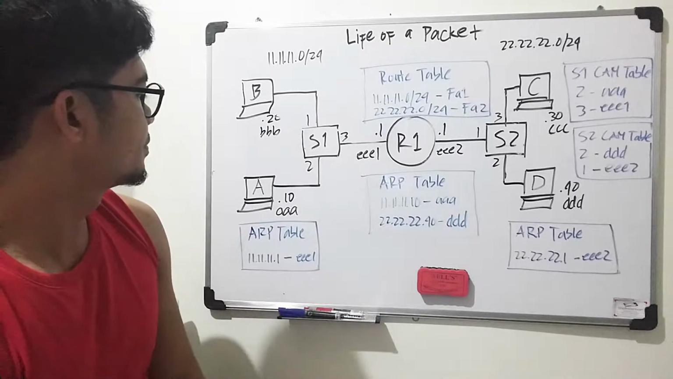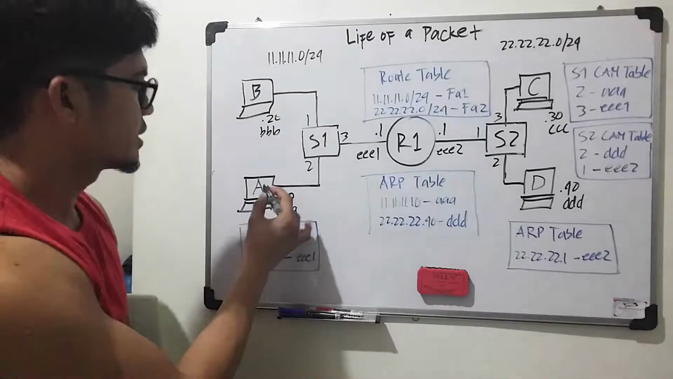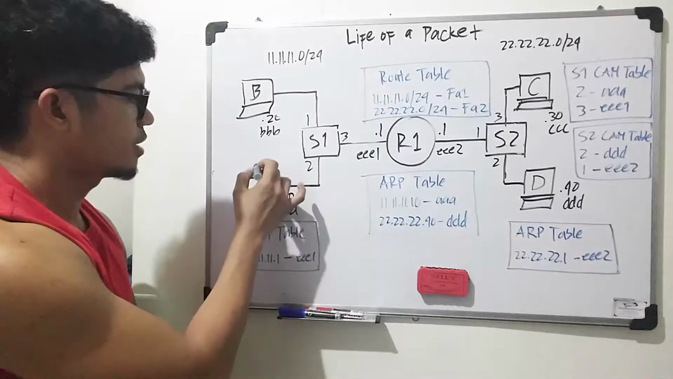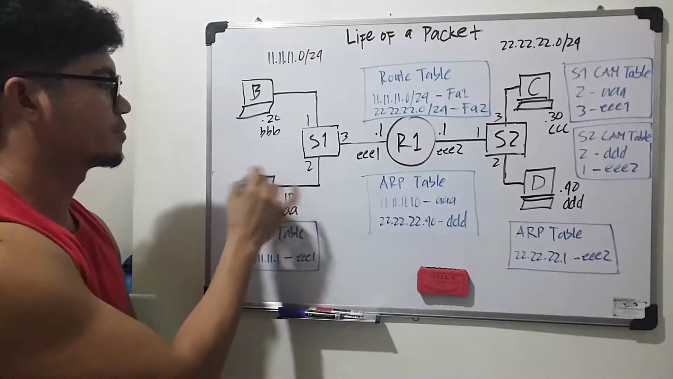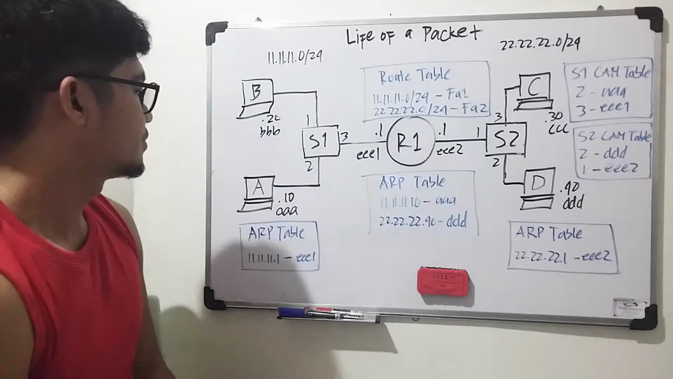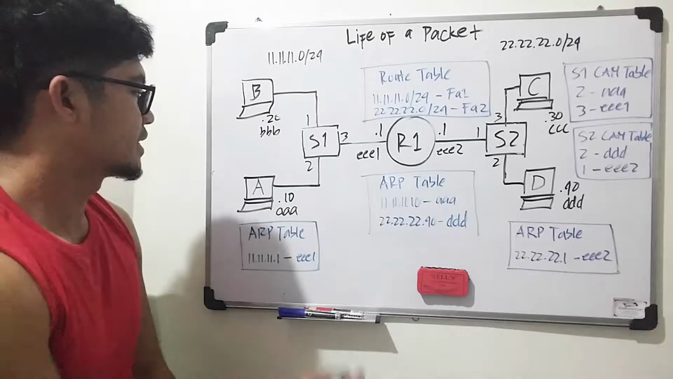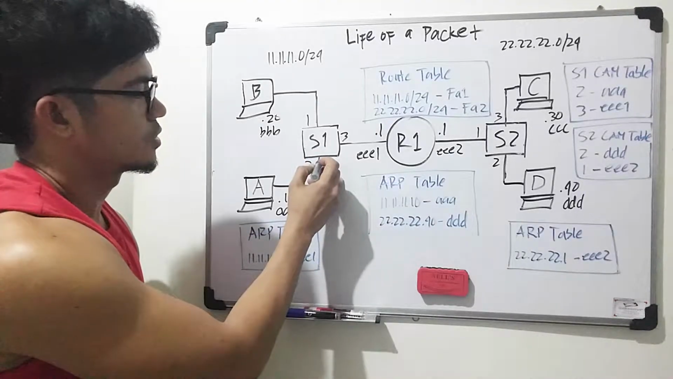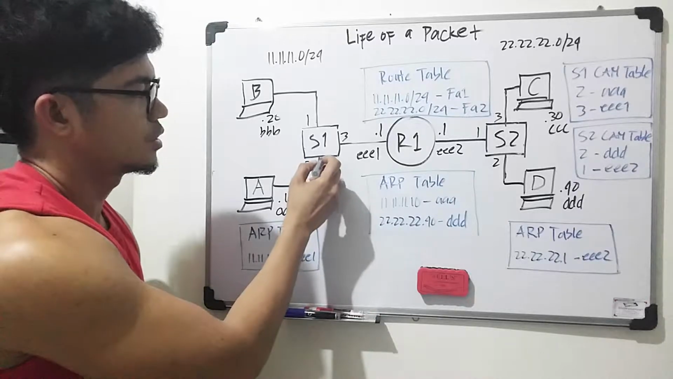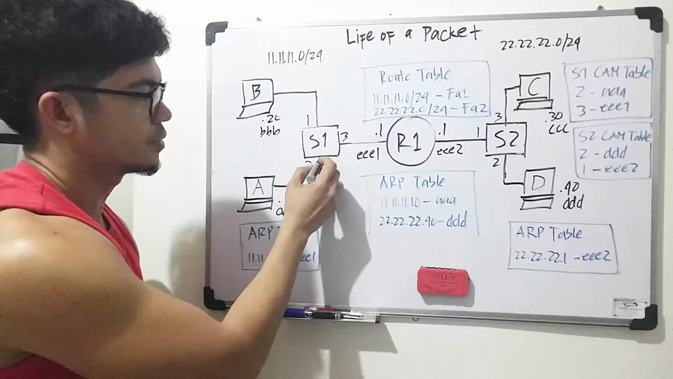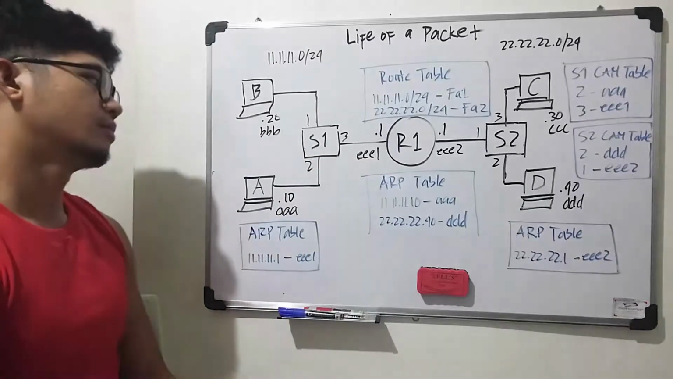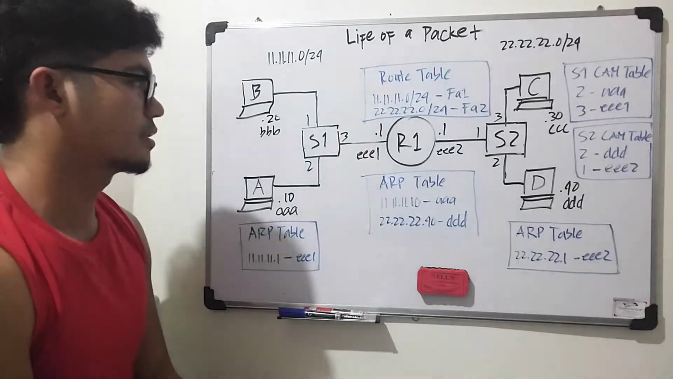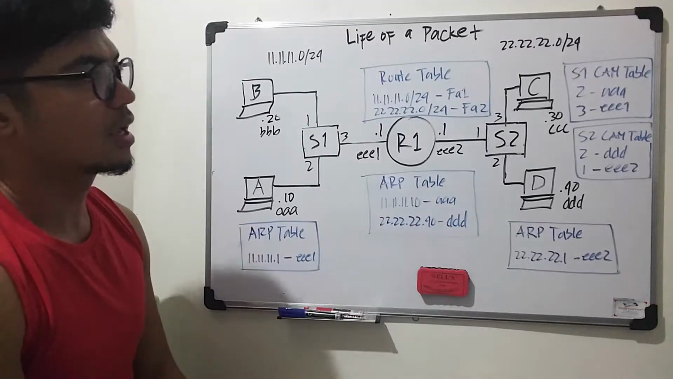So host A is going to have the data, layer 3 header and layer 2 header. And of course that packet is going to go to switch 1 port 2, and switch 1 is just going to refresh its CAM table.